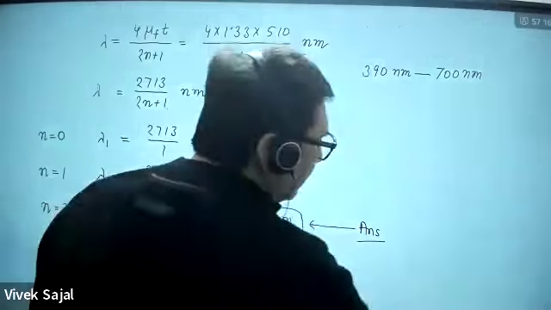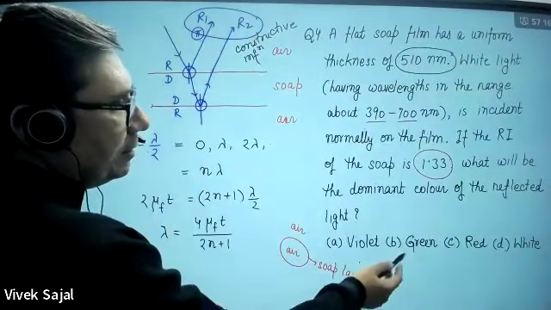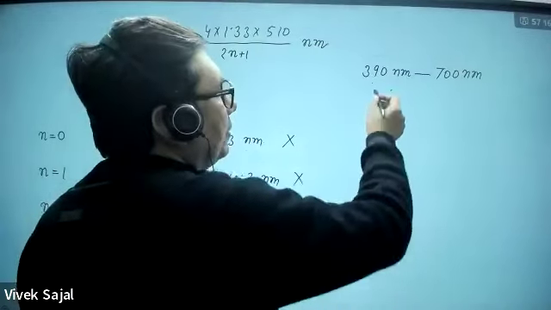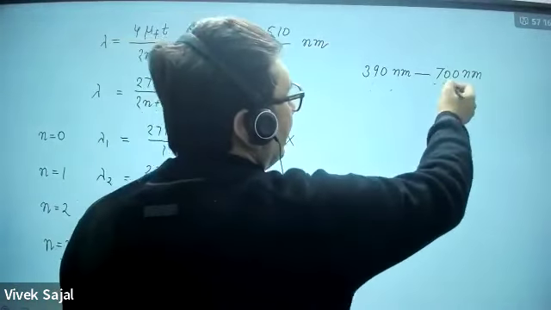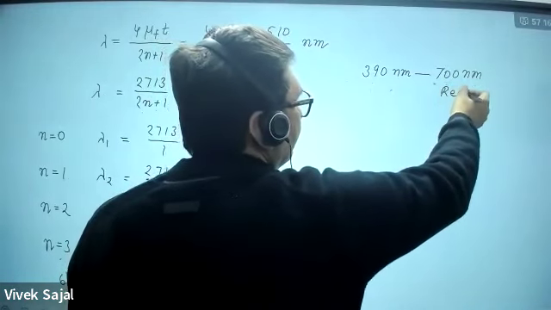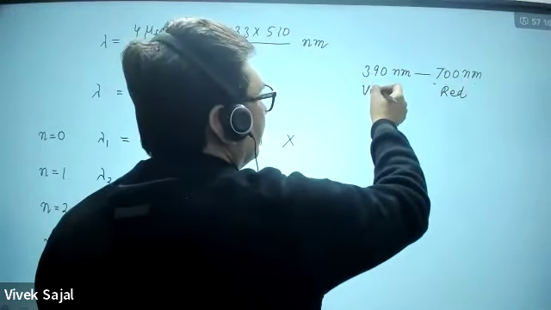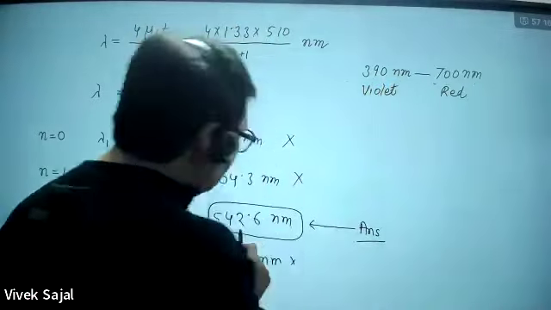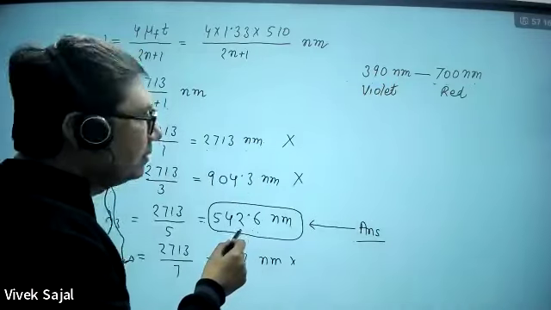Now, which colors are they providing us? Violet, green, red, and white. Try to understand. This will be the maximum wavelength, so this will be red. This will be violet. And for this particular one, it will not be white.